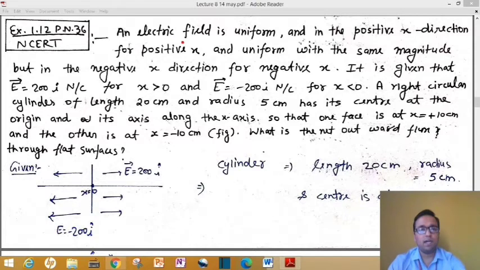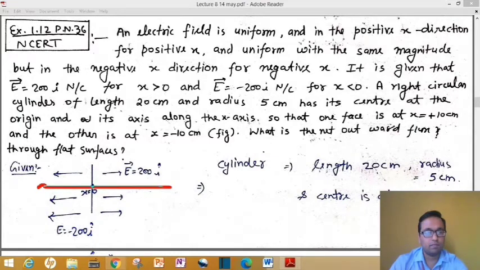So here it is given that the electric field is uniform and in the positive x direction for positive x, and for negative x it is in the negative direction. Basically just try to think, this is your line, and towards the right of this line, your electric field is 200 i, as you must have read in this question. So it is given that on the right side of 0, on this number line, the electric field is towards the right and its value is 200.